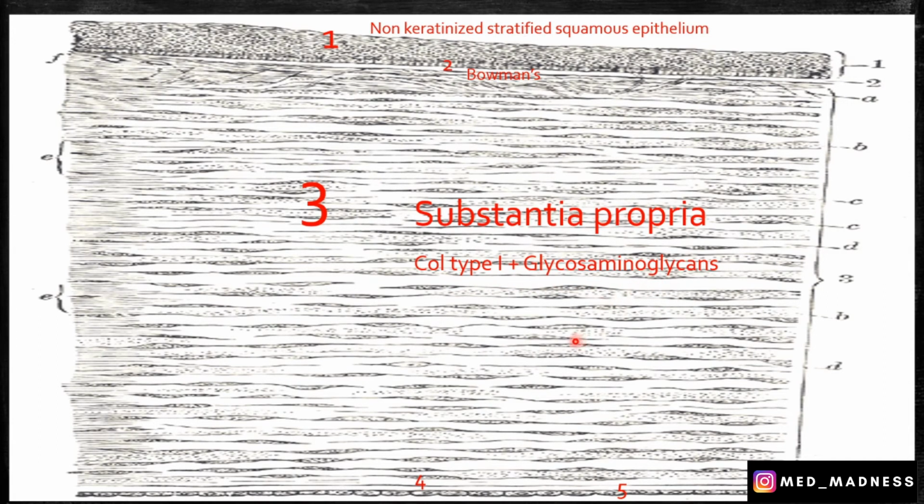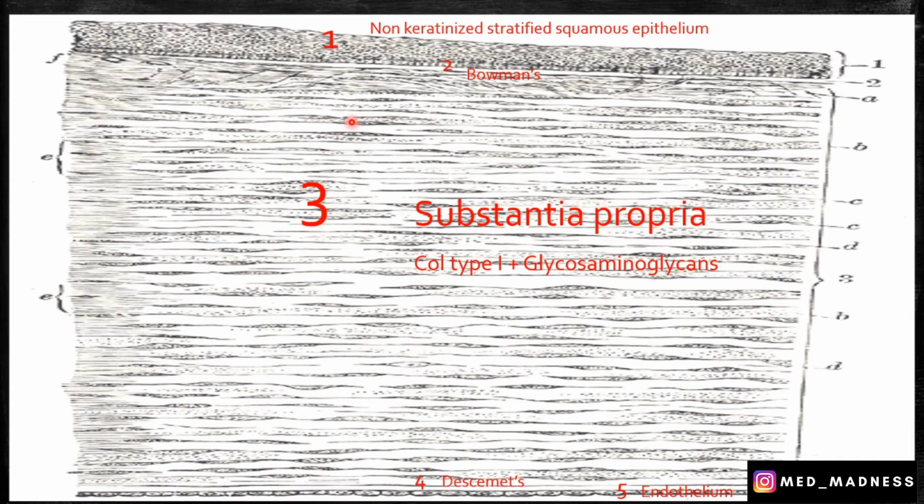And number 4 is the Descemet's membrane or posterior limiting membrane. It is a true basement membrane. And number 5 is a single layer of endothelial cells. And this endothelium covers the anterior chamber where you can see the aqueous humor.